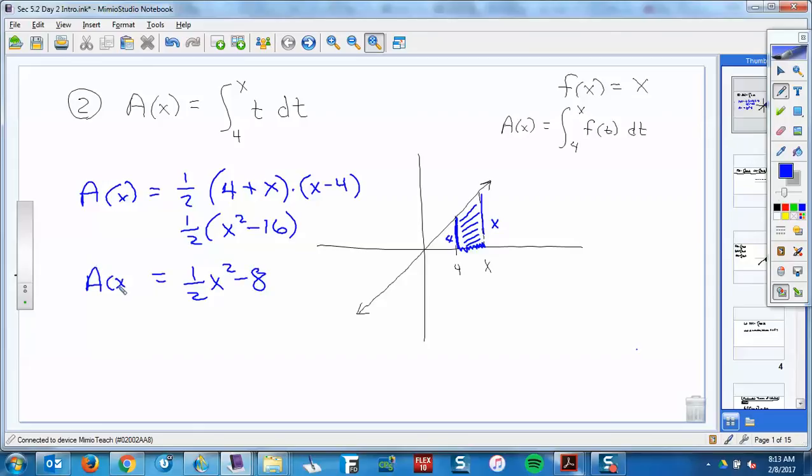And so sure enough, that is the antiderivative of this. If you look at the antiderivative, that would be 1/2 x squared plus c. Okay? And again, let's talk about the free initial condition. What's the free initial condition we get in this problem?